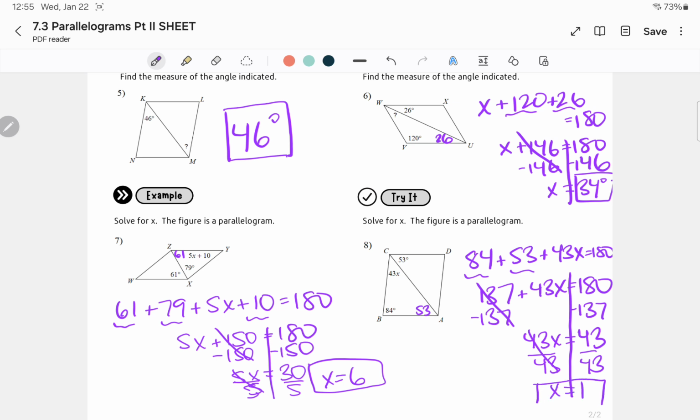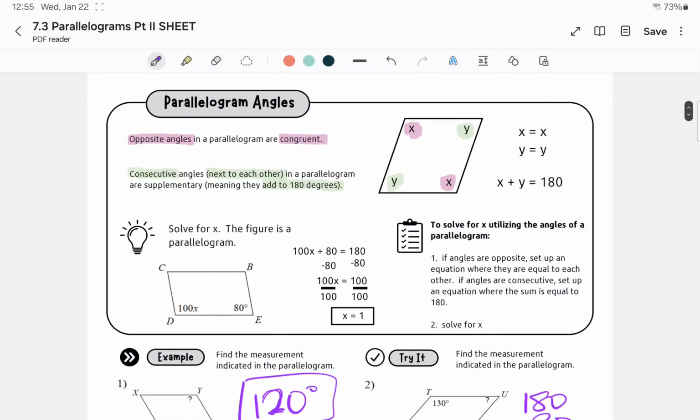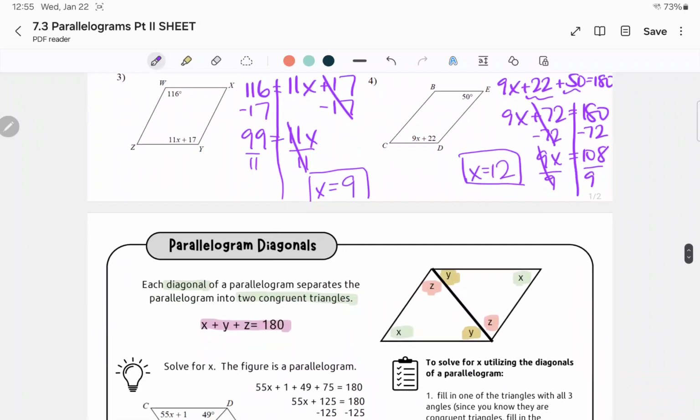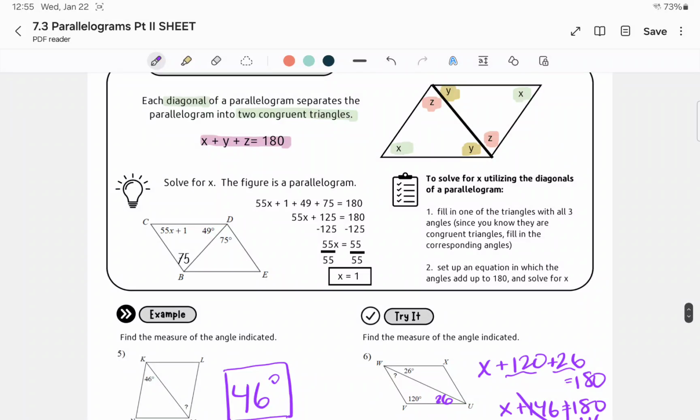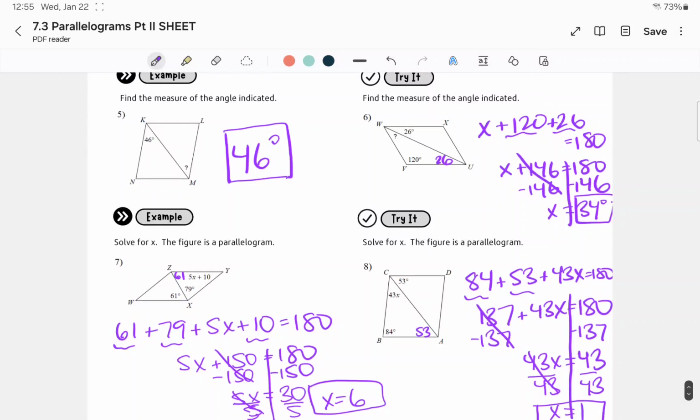All right. So just to recap, if it is a parallelogram, we have opposite sides that are equal. We have next to each other, consecutive sides, adding to 180. And if we have a diagonal in the parallelogram, it's going to create two triangles. We have to make sure we mark the diagram, and we could just add it up to equal 180.